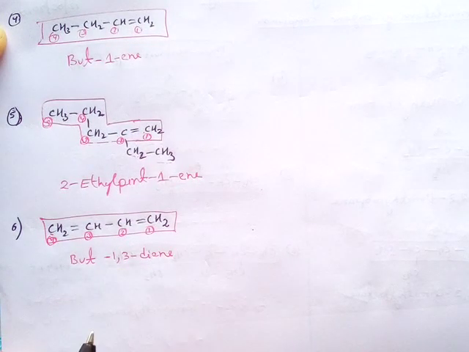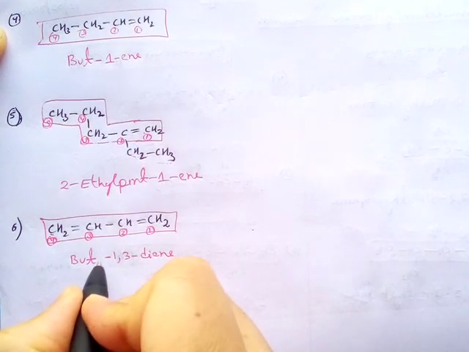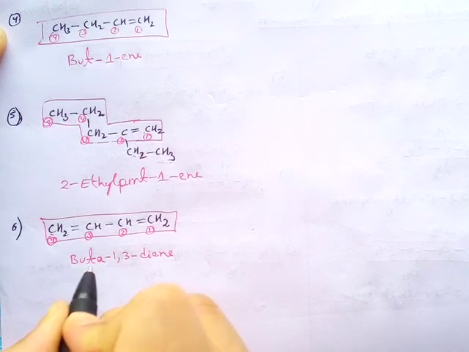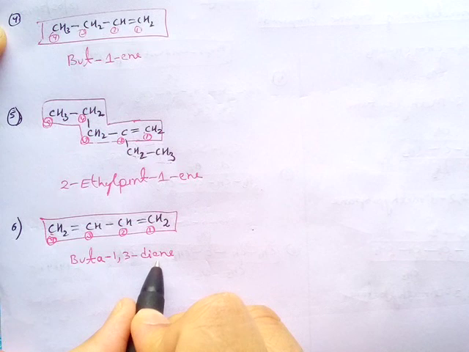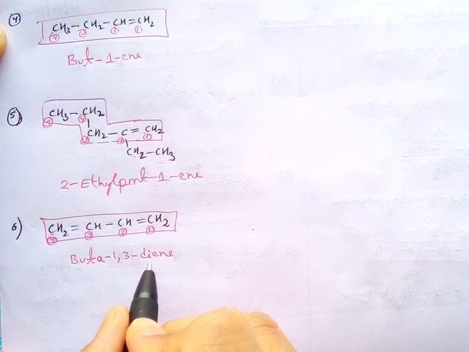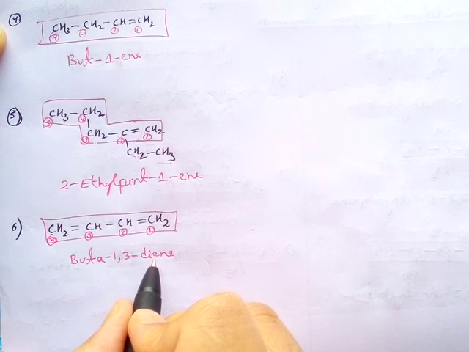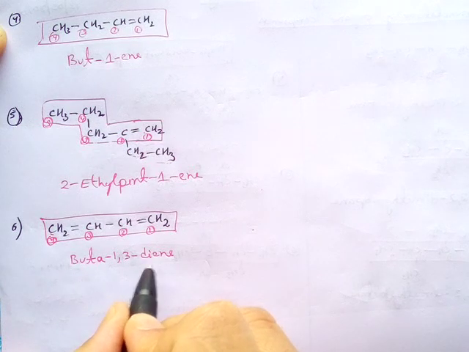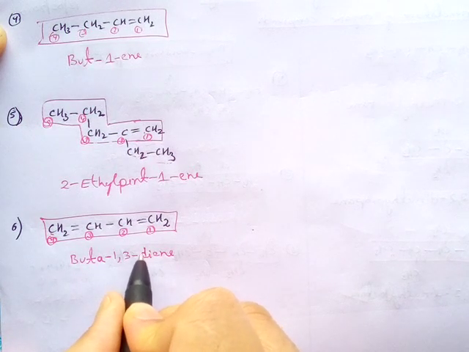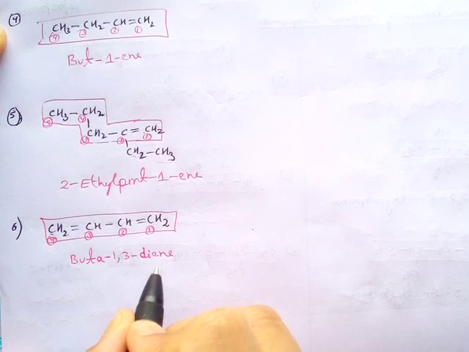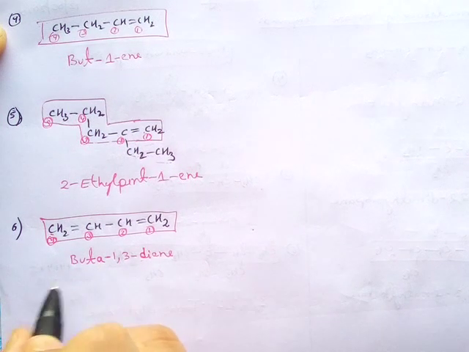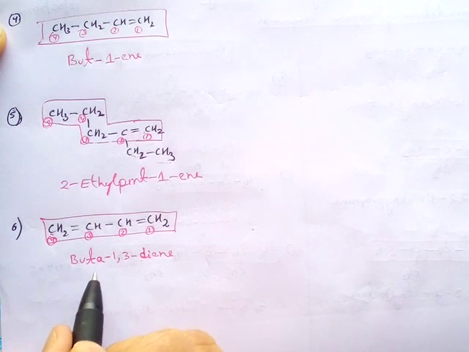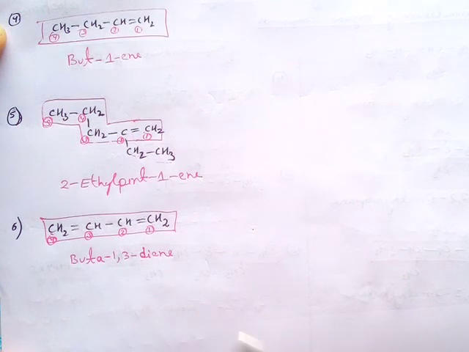But there is one thing you have to remember: the A comes here, because the rule says that if the first alphabet of the primary suffix is not E, a vowel, or Y, then you have to write A. Here it is D, right? So the name of this compound is buta-1,3-diene.